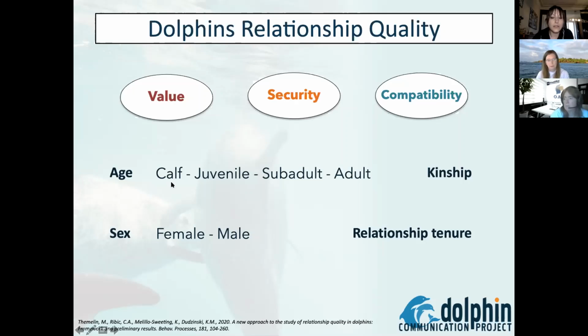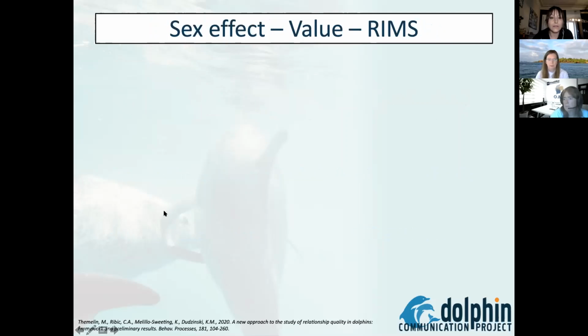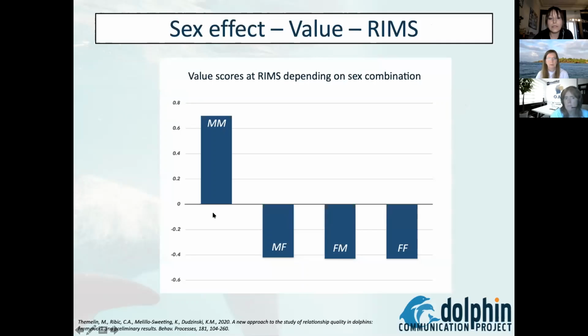And so the only effect we found was a sex effect on value at RIMS, and we illustrate it like this. As you can see, male-male dyads share a higher score of value than any other dyad, which means, if you remember what we had in the value component, proximity and mutual play, this means that the male-male dyads had a higher score of mutual play and proximity than any other dyad.